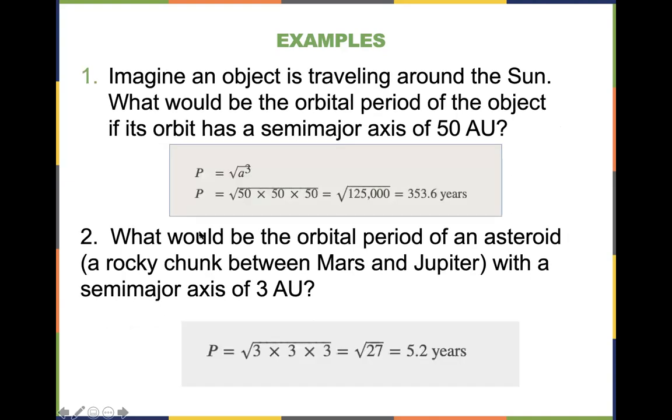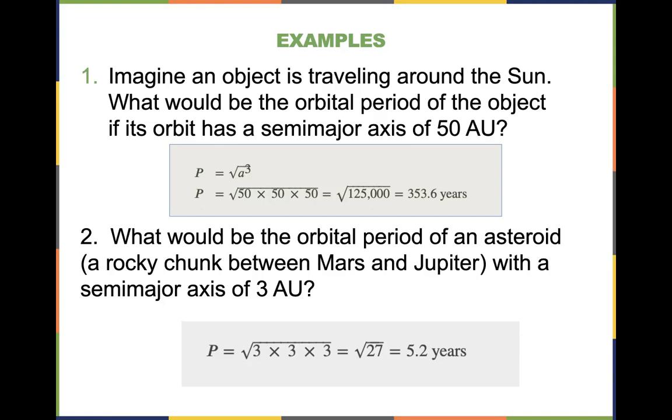Here are the answers. So your answer is basically correct. This is close to 353 years. You just need to plug the values in here because you are given the length of the semi-major axis in terms of astronomical units. That is the advantage here. And the second question is very similar to that.